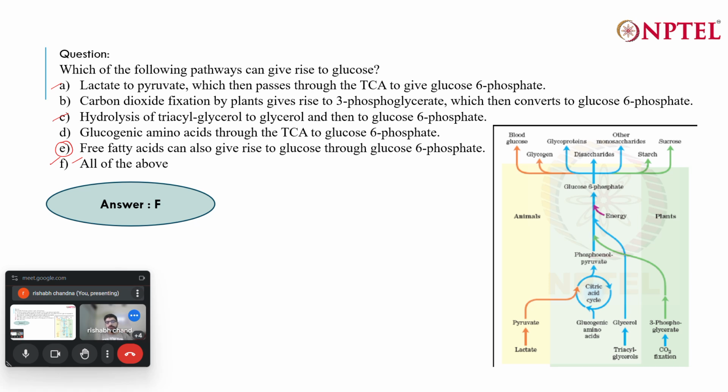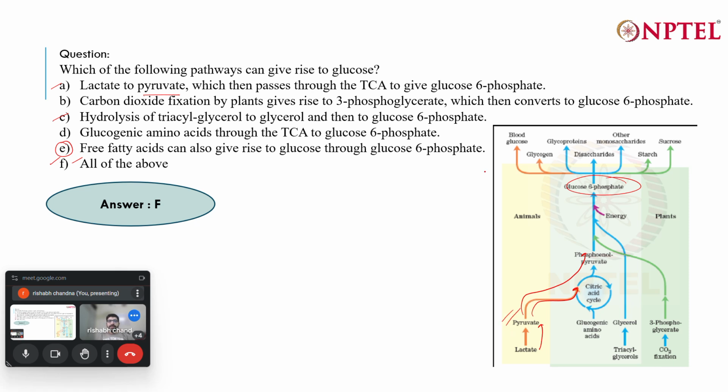So the first option, lactate to pyruvate, then passes through TCA and to give glucose 6 phosphate. Okay. So yes, this is the correct pathway. Here in the orange one, it can give rise to glucose, glucose 6 phosphate basically. So the lactate is converted to pyruvate, and then pyruvate can enter through the citric acid cycle, or it can directly enter through gluconeogenesis. Okay, so this is the correct pathway.